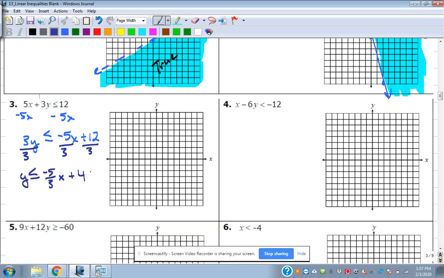When would I need to flip this symbol around? If what was negative? If I divided by a negative, the number that I divide by was a negative. That negative 5 doesn't matter. It's all about what you divide by or multiply by. Flips that symbol around. So now we can graph this. We go to 4, then we go down 5 over 3.